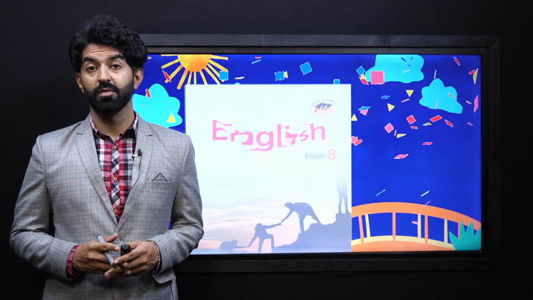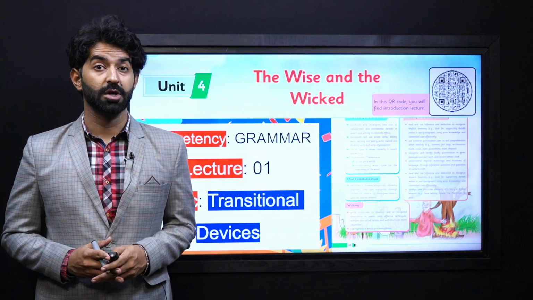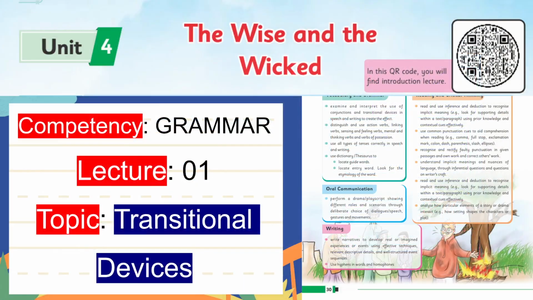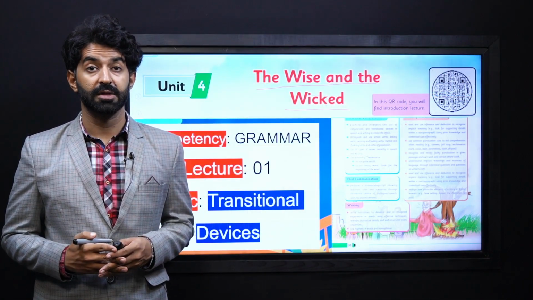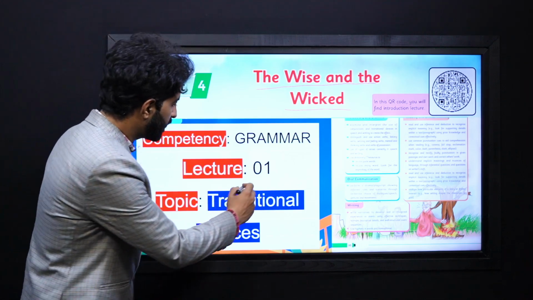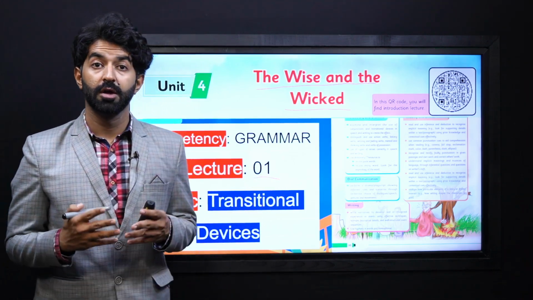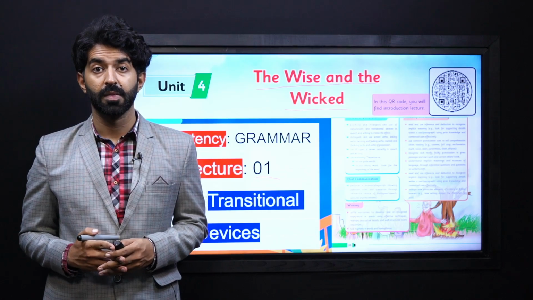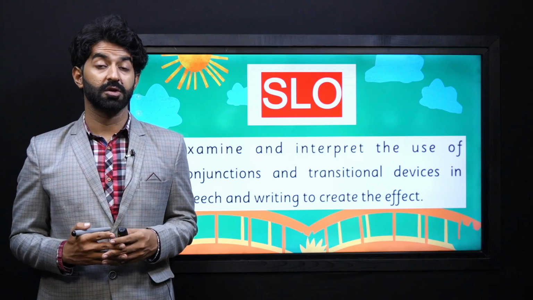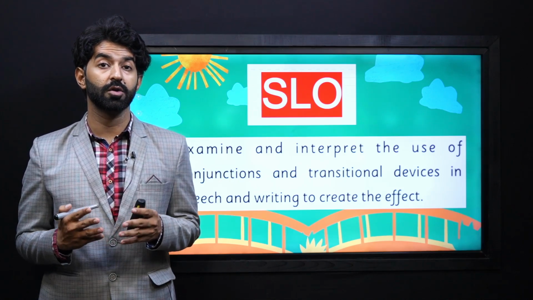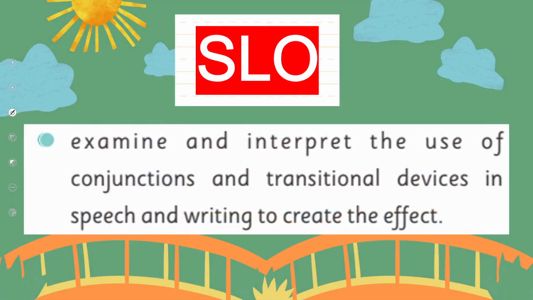So now as you know, we are dealing with our unit number 4. The title is The Wise and the Wicked. We are going to deal with our competency of grammar, and this is our lecture number 1 with the topic of transitional devices. Now, let's read our students' learning outcome to see what we are supposed to do and how we are going to achieve it by the end of our lesson.